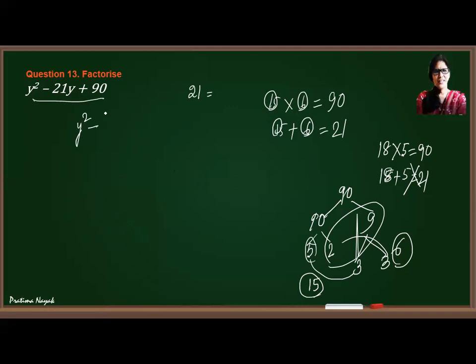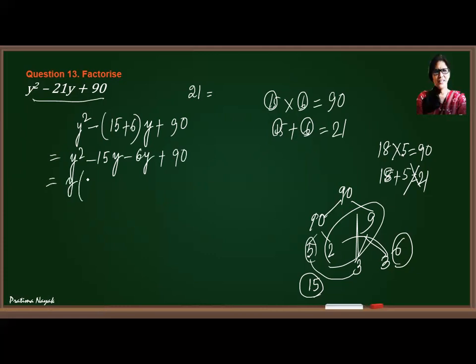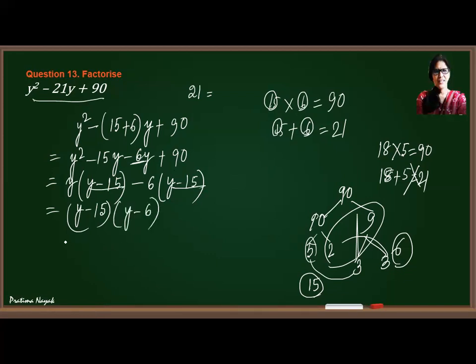So y square minus 15 plus 6, y plus 90. So this is equal to y square minus 15y minus 6y plus 90. Then I'll take y common. What will be left? Y minus 15. Then I'll take minus 6 common. What will be left? Y minus 15. So y minus 15 is again taken as common from both of them. So what will be left? Y minus 6. So write down the answer.